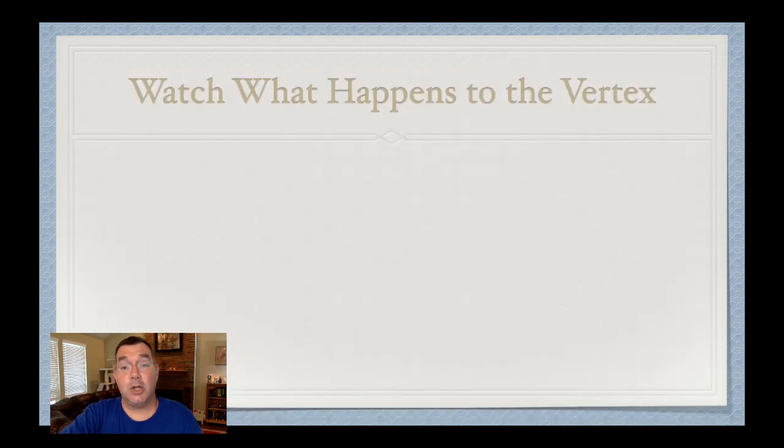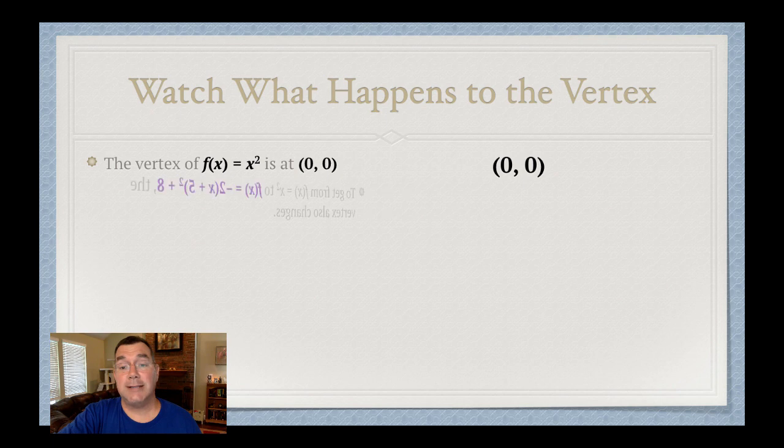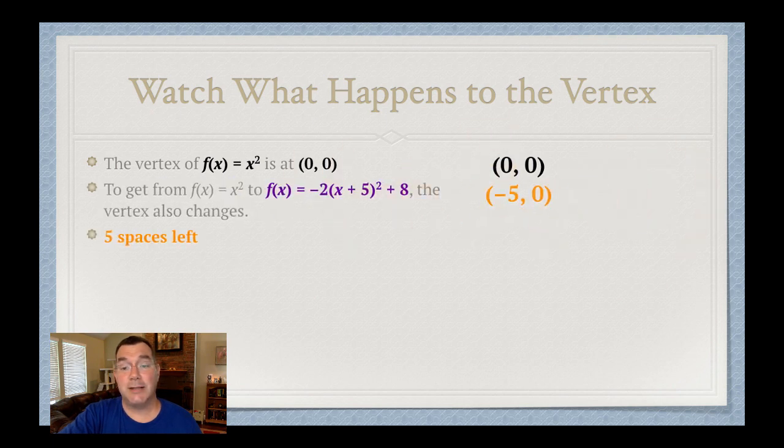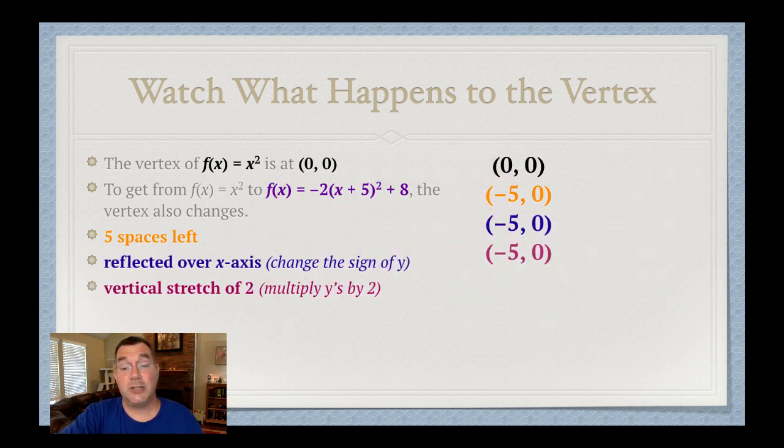All right, so let's look again and summarize what happens to the vertex, because this is going to be very important for a future lesson. When I start, it's at 0, 0, and then when I move 5 spaces to the left, it's now at negative 5, 0. But when I reflect over the x-axis, it doesn't change, and when I vertically stretch it by 2, it doesn't change. When I move 8 spaces up, that's when it changes. All right, so now the vertex is at negative 5 and 8.